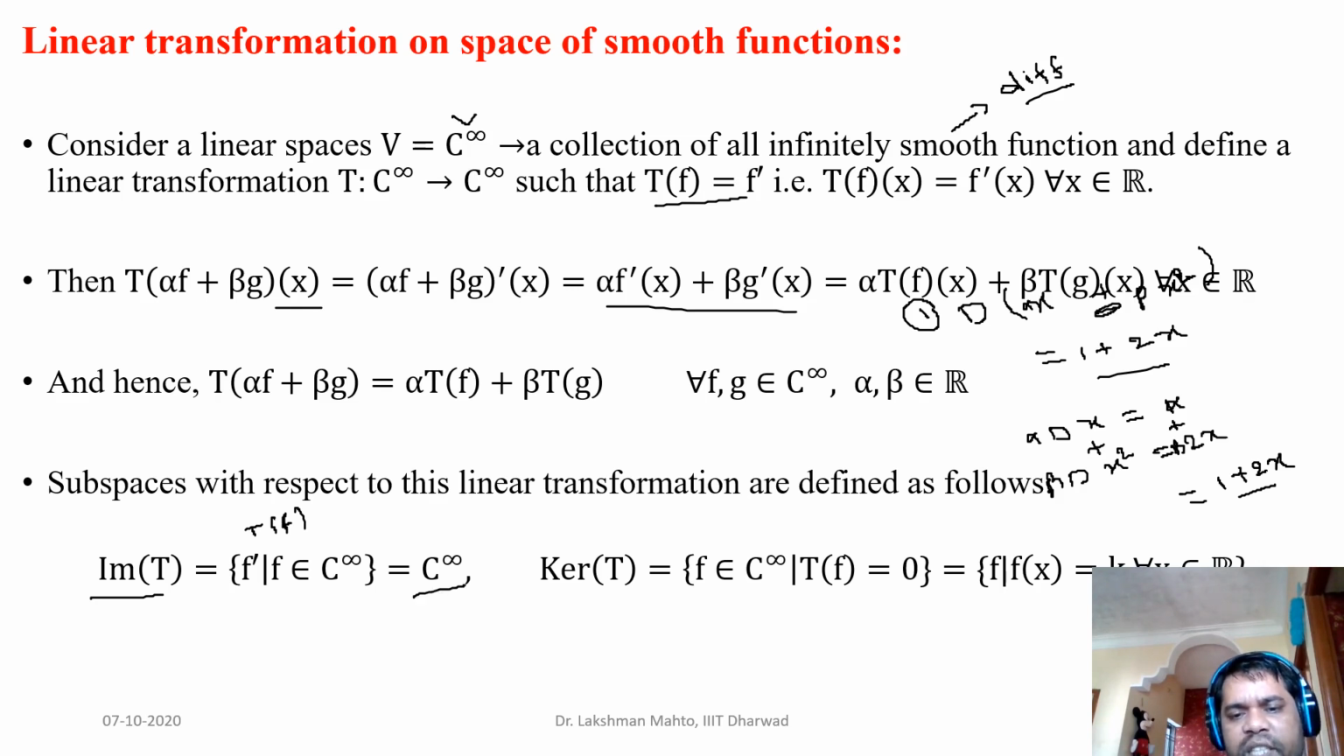the vector space itself. Now if we want to find the kernel of this derivative linear transformation, we have to find all those functions whose derivative becomes 0. So what are those functions? Those functions are constant functions. If you take a constant function, what would be its derivative? So the kernel of this derivative linear transformation is just the constant functions.